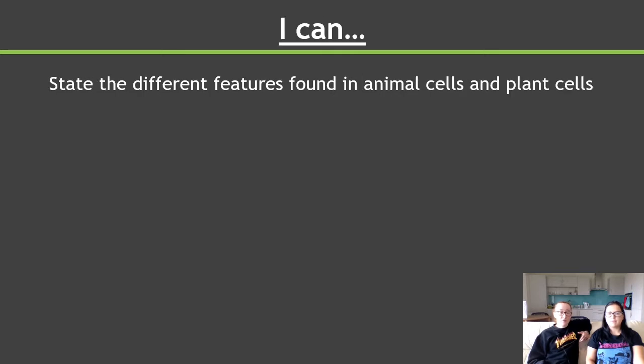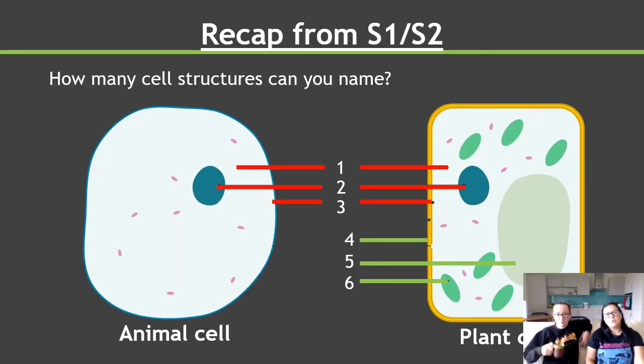And by the end of this video, you should be able to state the different features found in animal and plant cells. So actually being able to look at the cells and say, this is this organelle, based on the ones that you've learned about in the last video. Okay, so you might want to pause the video here and try yourself a little test. How many of these cell structures can you actually name? So it should be stuff that you know from S1-2. You should be able to look at a picture of a cell and say, there's the nucleus, there's the cell wall. So you could pause just now, otherwise we'll just run into the answers.